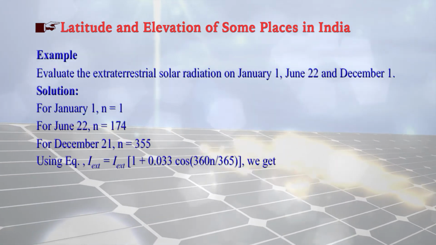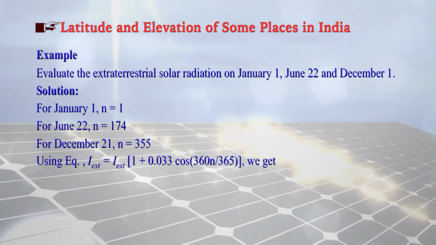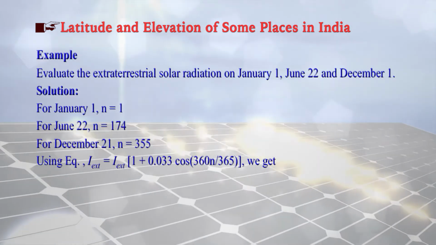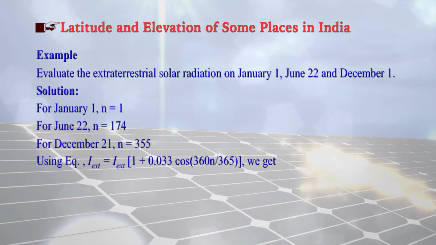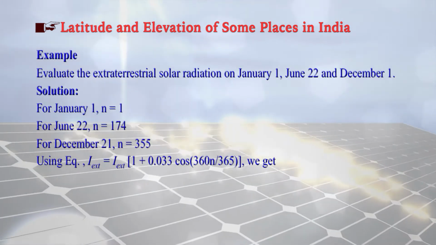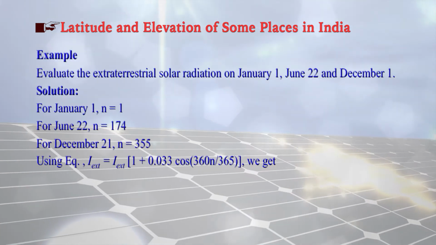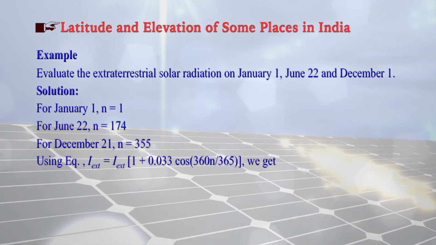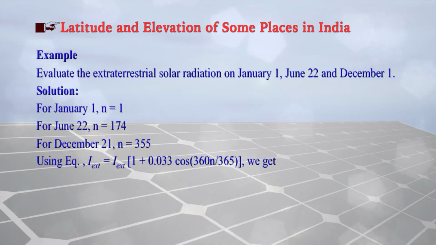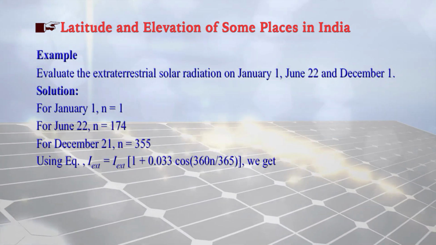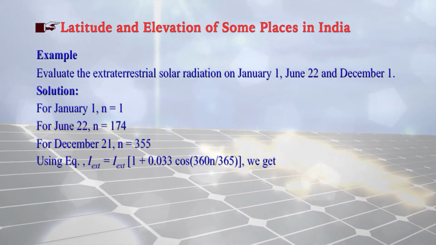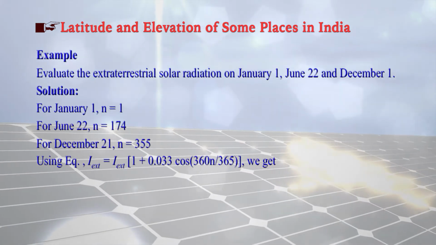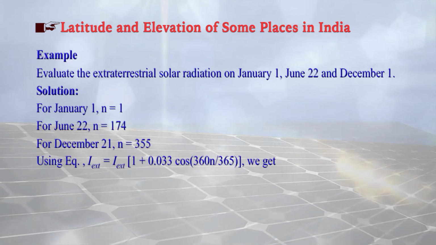So similarly, you have calculated that for June 22, the value of small n is 174, and for December 21, the value of small n is 355. So you have an equation, that is, if you want to calculate the extraterrestrial solar radiation, the formula is I_EXT is equal to I_SC multiplied by 1 plus 0.033 cos of 360 multiplied by small n divided by 365. So you just have to put the value of this small n in this particular formula, then you will be able to find out the value.